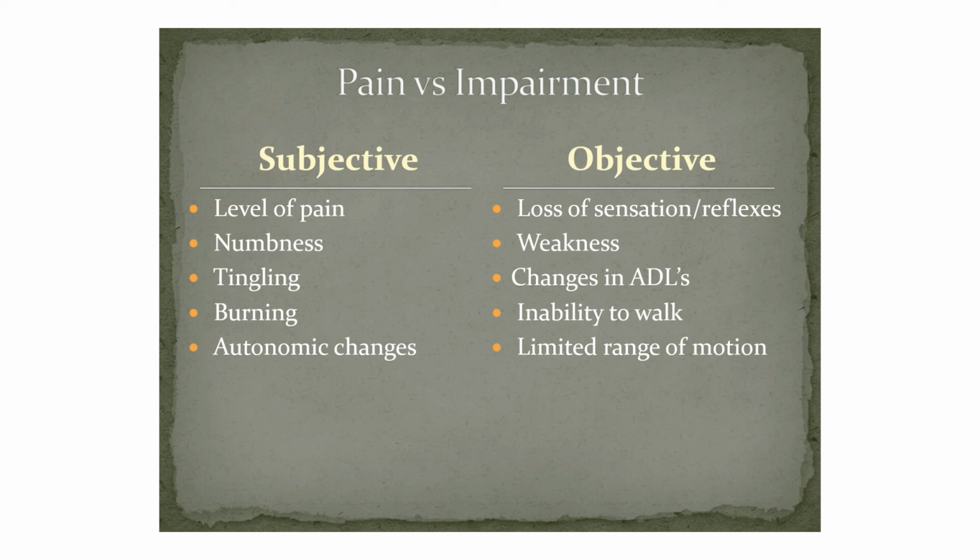Well, let's talk about what I refer to as pain versus impairment. And really what you're going to look at is the subjective nature. That's what the person perceives. That's their pain and all the associated things that they feel, versus what is objective. Those are the things that the doctor can measure, and certainly certain things that the person can notice as themselves as far as losing function.